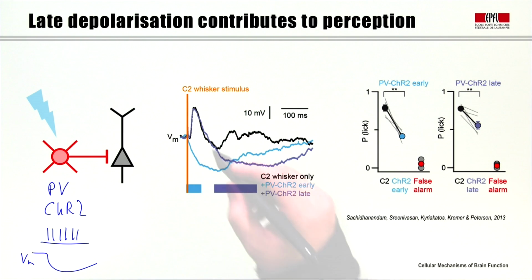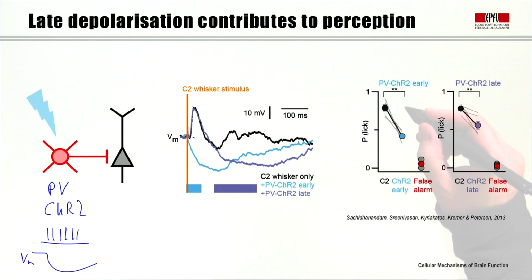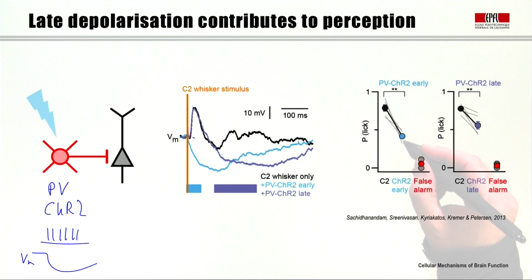Here's our C2 whisker deflection. Here's our sensory response. The black curve is a normal control condition. And if we now turn the blue light on immediately around this time of stimulation, we get this light blue curve here. We get rid of the early sensory response. So now we've shut down S1 just at the time where sensory processing of the stimulus occurs. And when we look at the behavioral performance, that causes a deficit in the detection of the sensory stimulus.